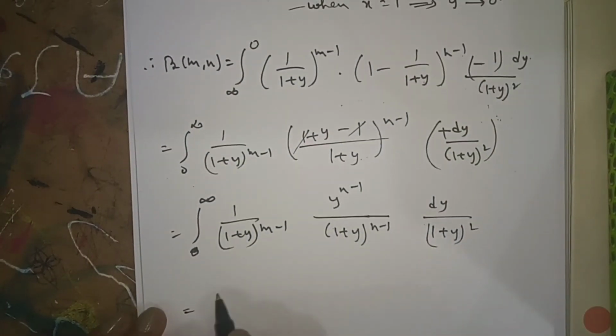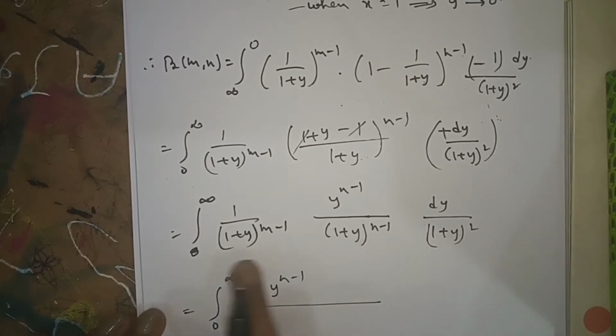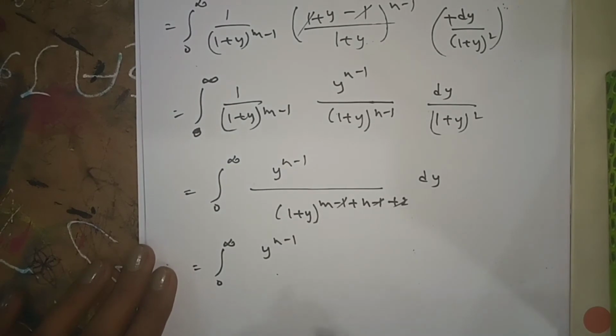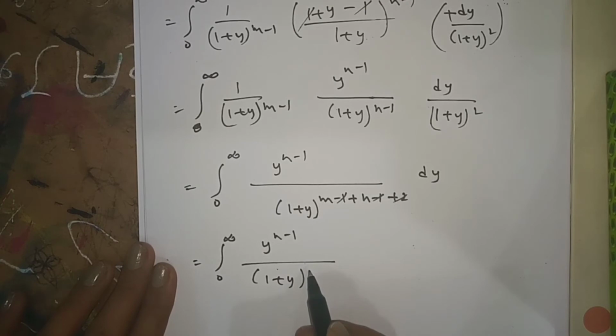Now that is equal to integral 0 to infinity, y to the power of n minus 1 by 1 plus y, 1 plus y, 1 plus y. Bases are equal, so powers should be added. 1 plus y to the power of m minus 1 plus n minus 1 plus 2, dy. m plus n plus minus 1 plus 2 minus 2 get cancelled. That is equal to integral 0 to infinity y to the power of n minus 1 by 1 plus y to the power of m plus n dy.